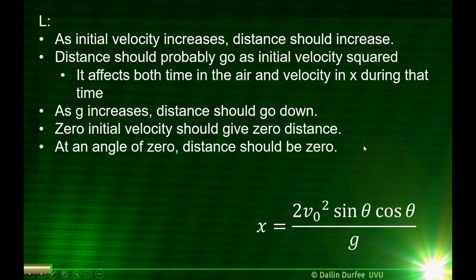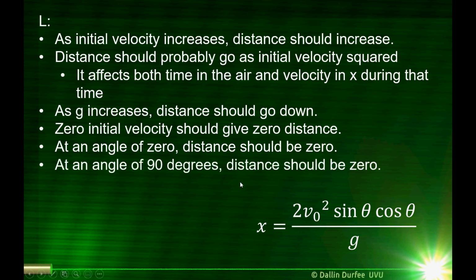So once again, I'm looking at these expectations to try and get an idea of whether I made a mistake, right? If my equation does something I didn't expect, then maybe I want to look back and see if I made a mistake. One last thing, at an angle of 90 degrees, the distance the cannonball should go is 0.